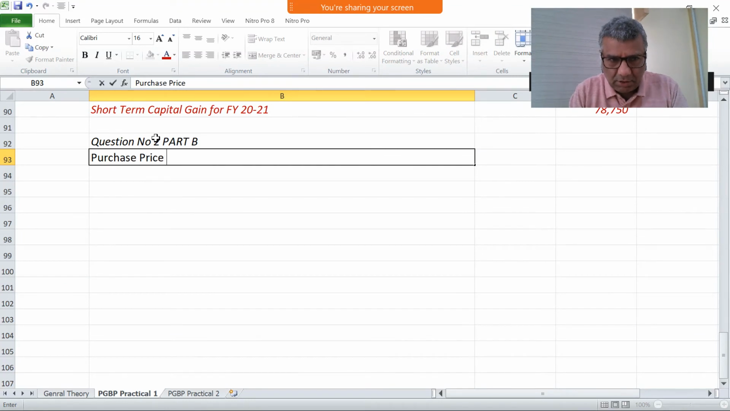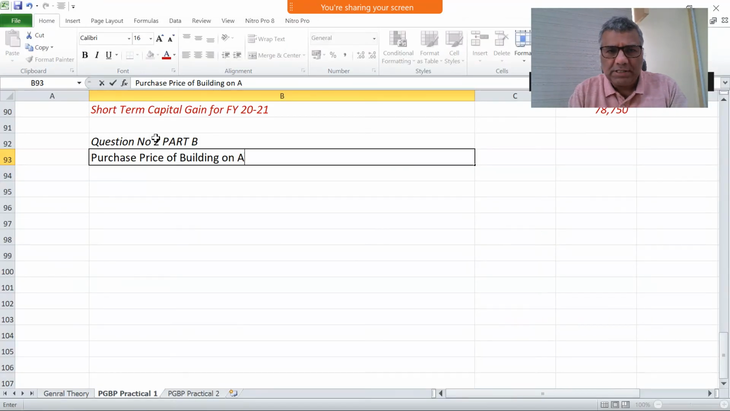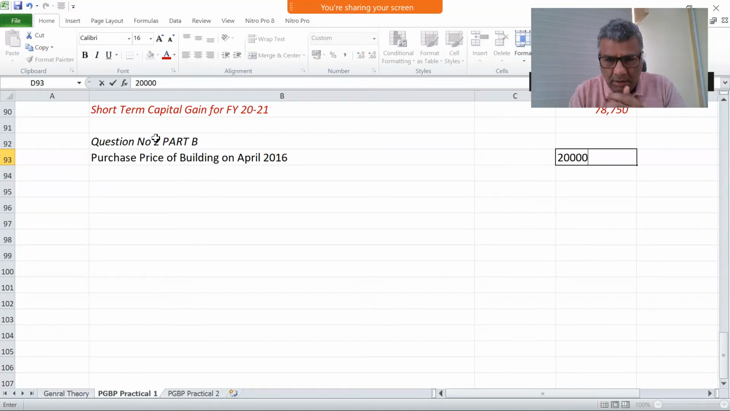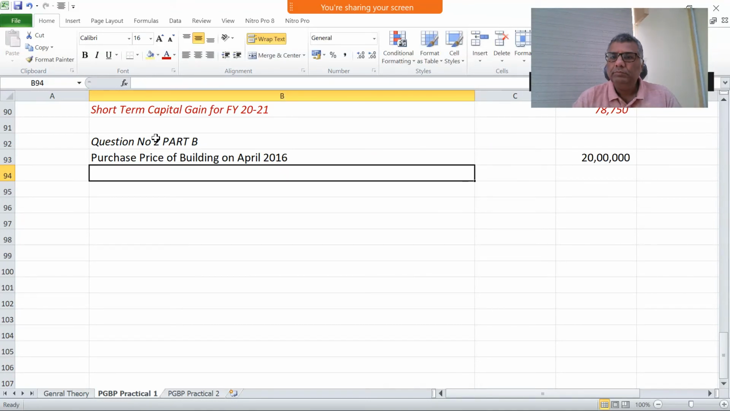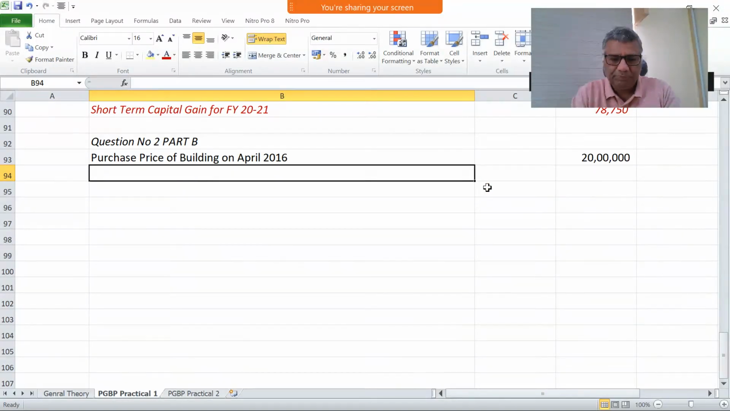Purchase price of the building in April 2016, 20 lakhs. In July 2020, he is bringing it into business use. So I want depreciation till 1st April 2020. Always in income tax law, in between date depreciation is not there, only 31st March. So less depreciation, all buildings will have 10%.